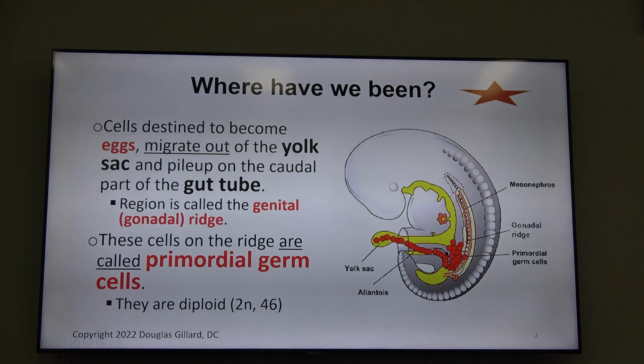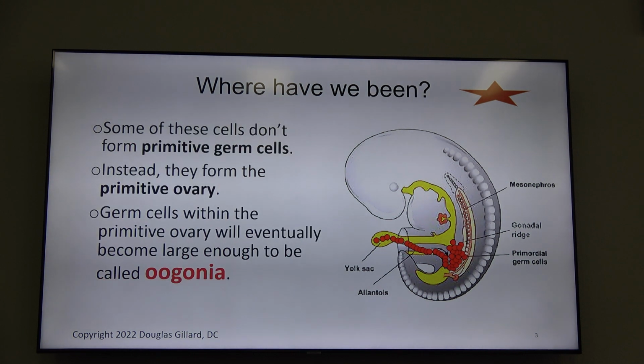And not all of these cells go on to become the eggs, because where do the eggs sit in the biological female? In the ovary. We don't even have an ovary yet, so we have to make an ovary, which we won't go into that story, but some of these primordial germ cells don't become eggs, they become the ovary. And some of them become the eggs that sit within the ovary. So some of them become the ovary, some of them become these primordial or primitive germ cells.